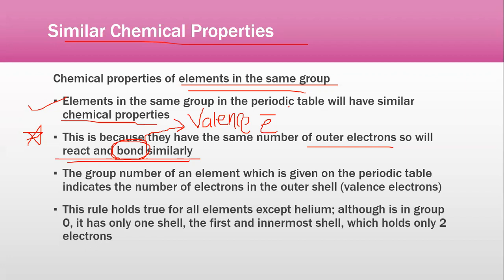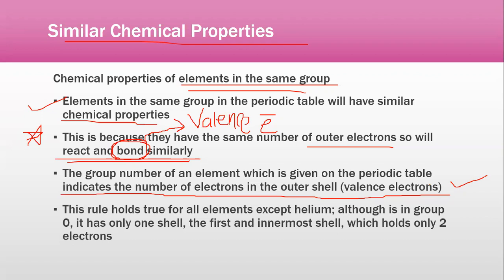Group number 3 की, all elements in group number 3 would have similar chemical properties because all elements in group number 3 have 3 electrons in their outermost shell. Now, the group number of an element, which is given on the periodic table, indicates the number of electrons in the outer shell, which are also known as the valence electron that we also discussed before. Obviously, जो group number होता है element का periodic table के ऊपर वही indicate करता है कि how many are the number of electrons present in the outermost shell, and we call them valence electron.